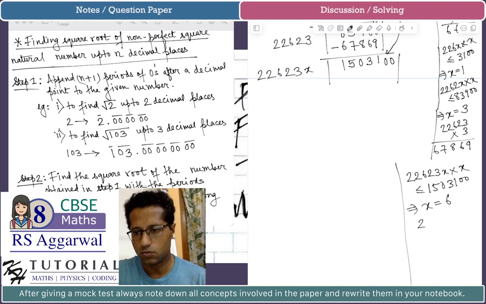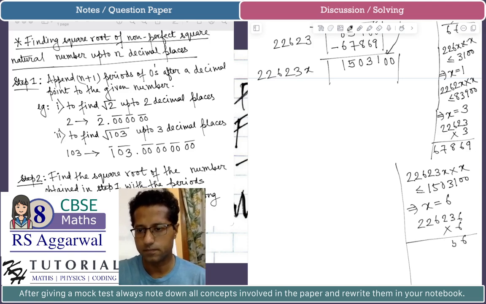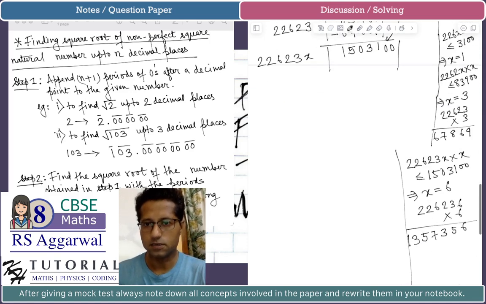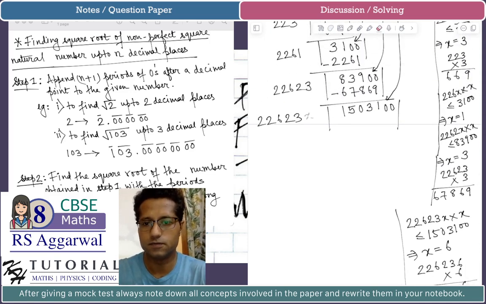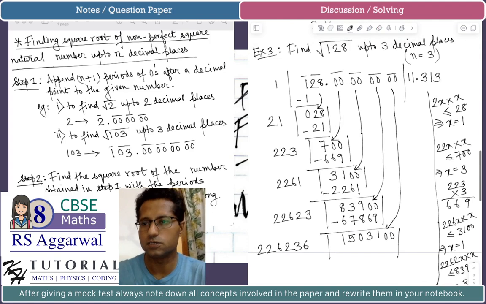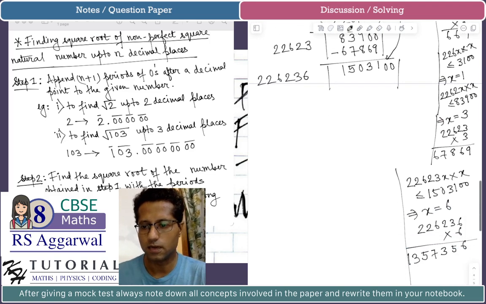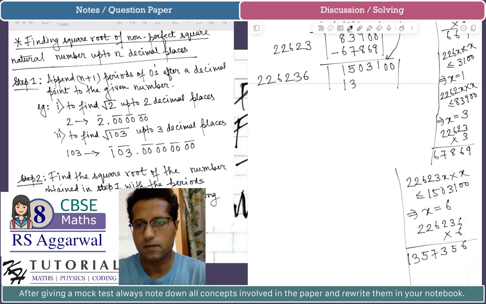Let's see. 2, 2, 6, 2, 3, 6, 6, 36, 15, 13, 37, 15 and 13. Okay. So x is 6. This x will be 6. I am replacing x with 6, appending 6 to the current quotient, and 226236 multiplied by 6, we just calculated, it is 1, 3, 5, 7, 3, 5, 6.